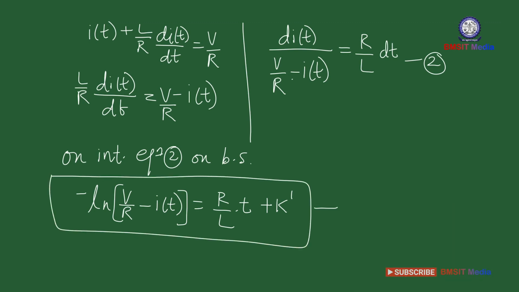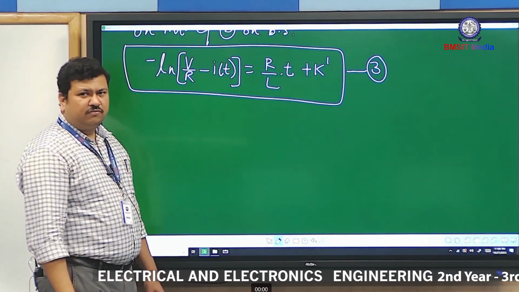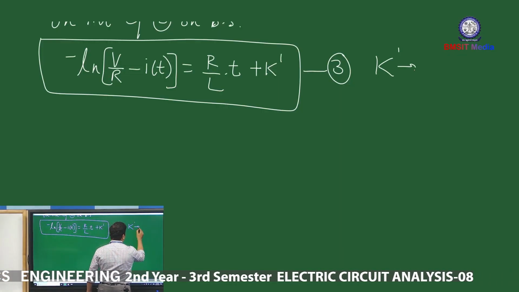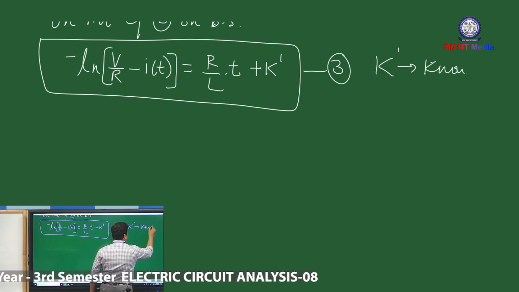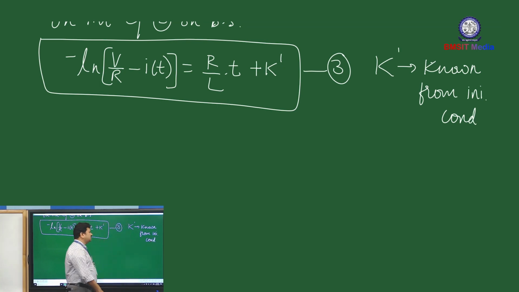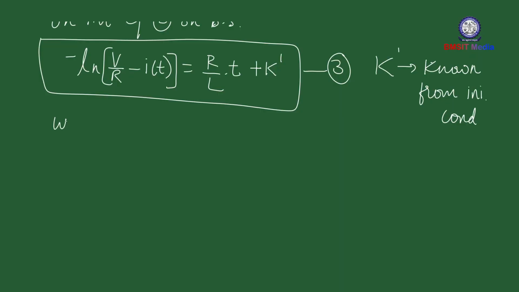Now this is the solution. Let me take this as equation 3. Now to find the actual value of I of t, I should know what the arbitrary constant k dash is. Now k dash can be known from the initial condition of the circuit. Now what initial condition have we assumed? Okay, we have I of 0 minus equals 0.